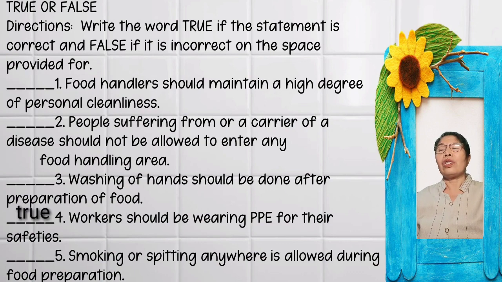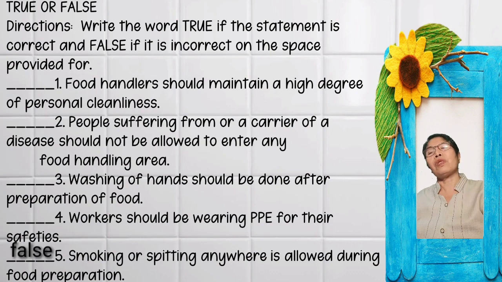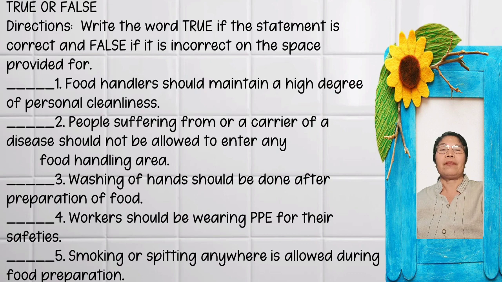And last, smoking or spitting anywhere is allowed during food preparation. Is it true or false? Very good. It is false. So you're not allowed to smoke or spit anywhere during food preparation. We got 5 in our quiz. Great job.